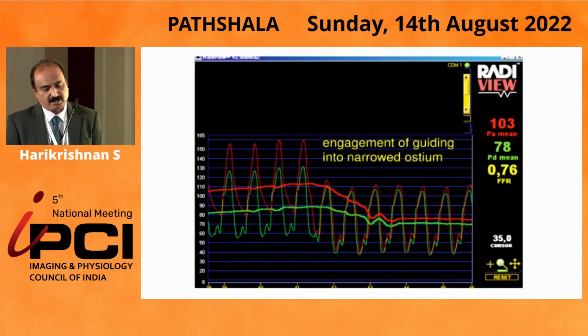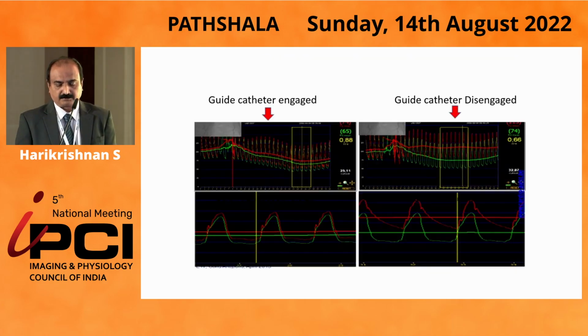Another important thing is wedging of the guide catheter. Very, very important. You can see that the initial part was a correct tracing, but subsequently when the guide catheter got wedged, the pressure tracing changed. If you see the distal part only, then you may think that the FFR is negative. Another example: the guide catheter engaged and the guide catheter disengaged. So always when you measure FFR, especially when there is an osteoproximal lesion, always disengage and measure. That is the most apt thing to do.